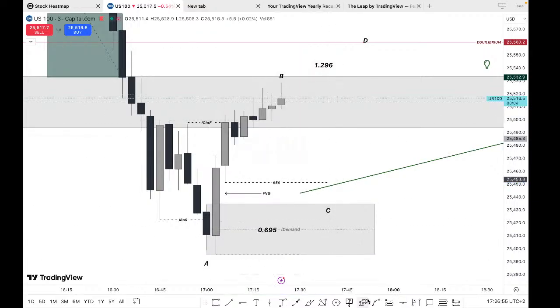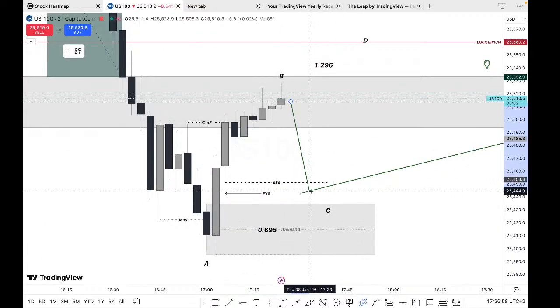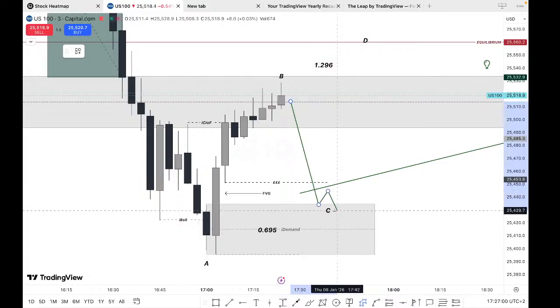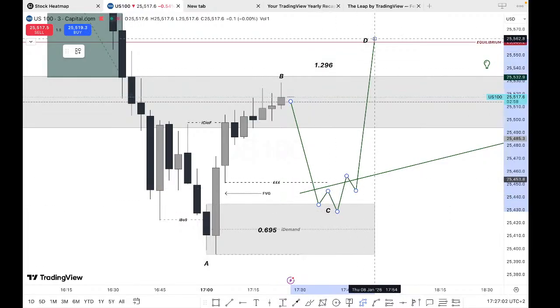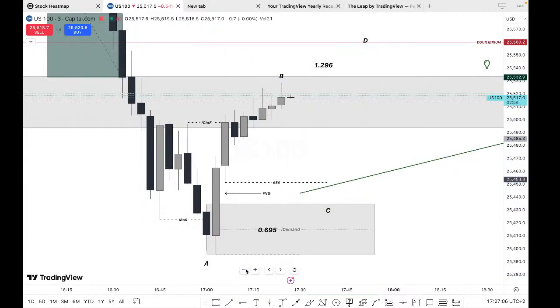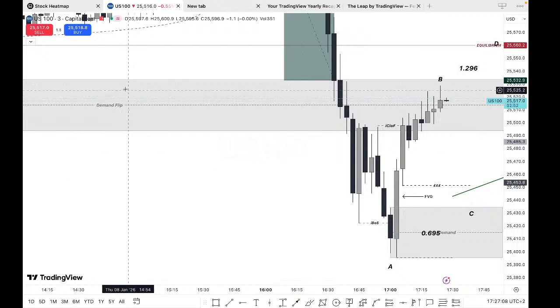So now the goal is to wait for the market to actually come back here, and then whatever happens here, maybe we might take buys towards the upside. That's basically what I might look for, right? Because right now the market is in a demand flip, right?